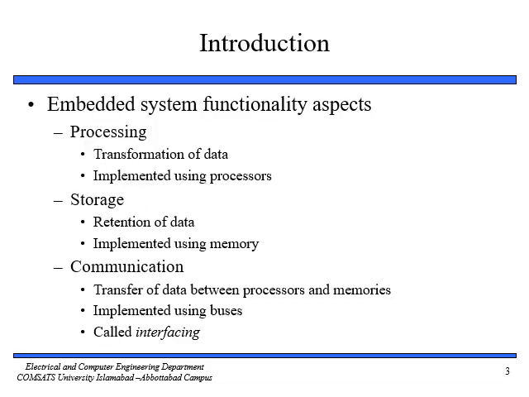As I told you in the beginning of this chapter, we use embedded systems for the purpose of processing, storage, and communication. In processing, we do transformation of data with the help of processors. In storage, we retain data and we use memory for that purpose. In communication, there is transfer of data between processors and memories, and we implement this with the help of buses, which we call interfaces. Okay, so that is what we are going to discuss in this chapter: interfacing.